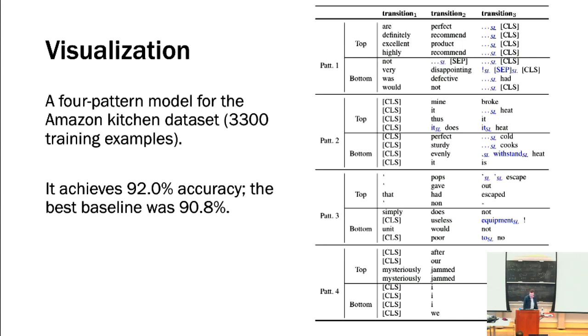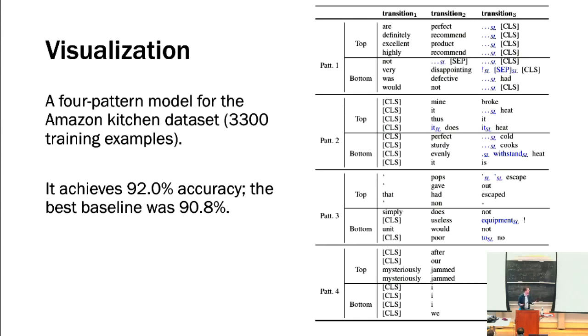So at the top, you have this perfect / definitely recommend / excellent product / highly recommend kind of finite state machine. The next one seems to talk a lot about heat and cold. I think this is the kitchen data set. So is heating good or is heating bad? I think heating is good. No, perfect cold. I think negative. I think this is a negative scoring pattern. I don't know what's going on with the last two. Well, the last one is about jamming. Things jamming is generally bad in kitchen reviews.